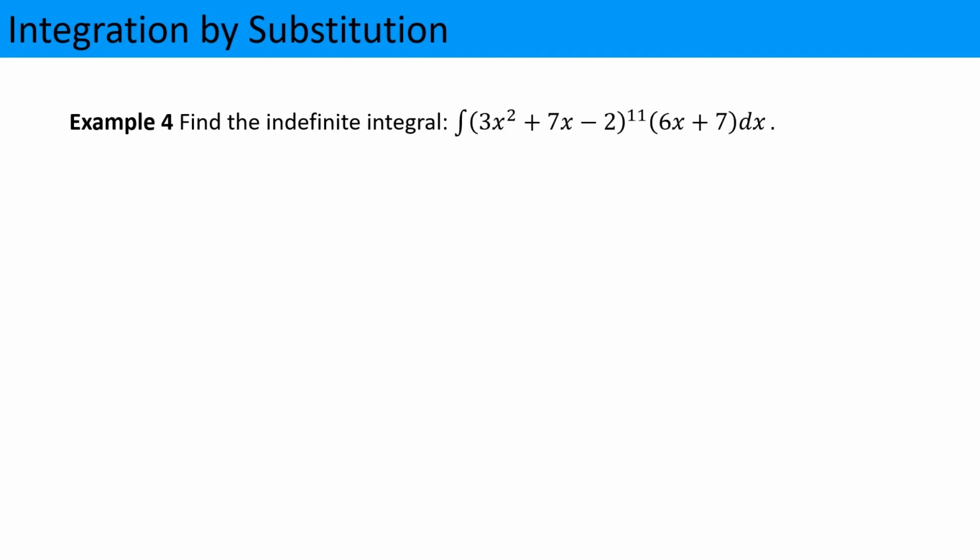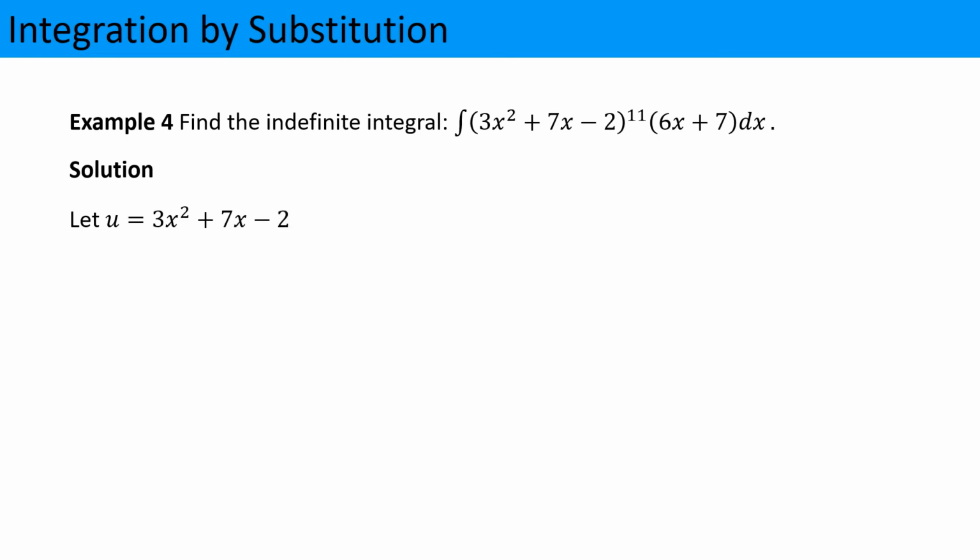So let's try an example. Find the indefinite integral, that's find the antiderivative of, let's see, 3x squared plus 7x minus 2 raised to the 11th times 6x plus 7 dx. We've got to figure out what's the outside function, what's the inside function, and a clue to look for is if I take the derivative of 6x plus 7, or if I take the derivative of 3x squared plus 7x minus 2, do I get one of the other functions? Let me show you what I mean. So I'm going to let u equal 3x squared plus 7x minus 2.